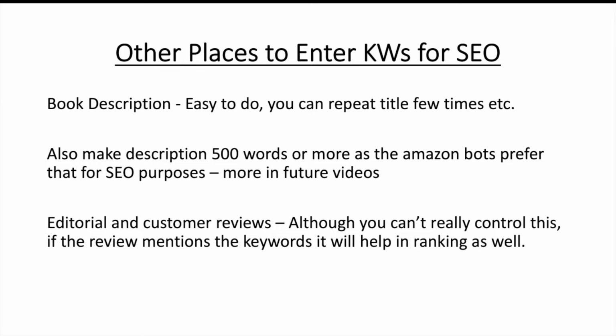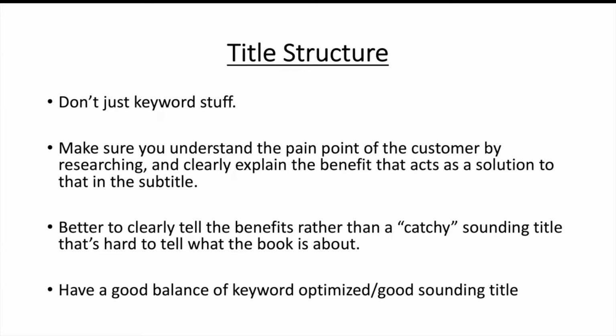Now, editorial and customer reviews. Again, customer reviews, I touched on this in previous videos. You can't really control it unless you can tell the customer to mention your book title when writing the review. And if your book title is optimized and has the keywords in it, then if they mention the book title, that means they're mentioning the keyword, right? So it does help. Editorial reviews, you can control this because you just set up an author page and you put the editorial review and kind of use whatever review has the keywords inside. So title structure. So what you want to do is you don't want to just keyword stuff.